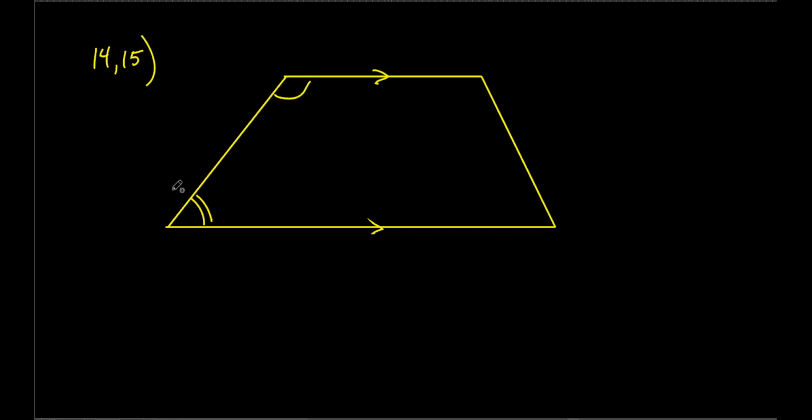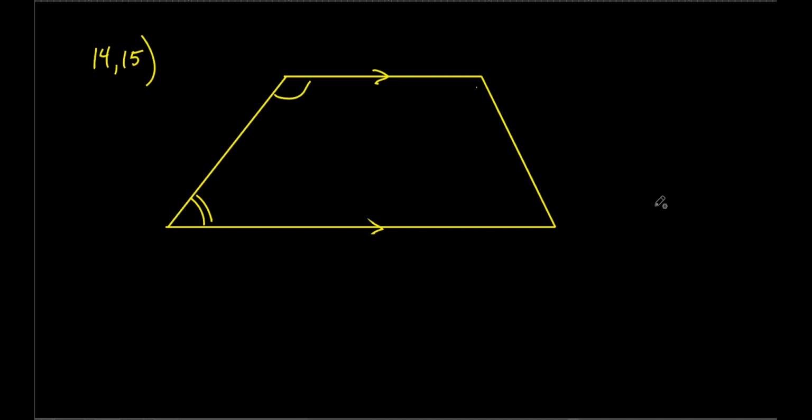So what do you do with them? You just add them up, set them equal to 180, solve for x, plug it back in, whatever they ask you to solve for, boom, you're done. Everybody good? Same thing with this. This angle and this angle are supplementary as well. Does that mean this angle and this angle are equal? No, because it's not isosceles. All right, good enough. 14 and 15, pretty easy.